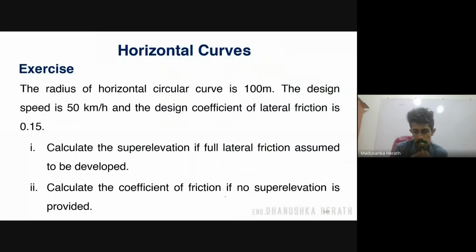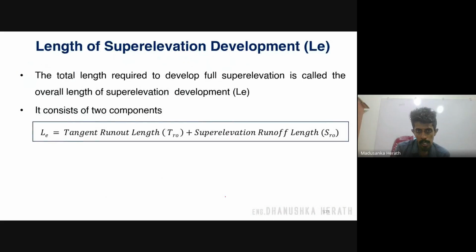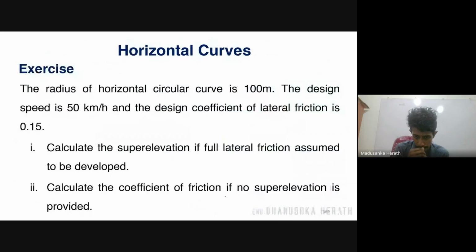Right. Then we have to discuss the horizontal curves. Again, we have one exercise. This is also from the previous equation, the equation for the radius. The radius of the horizontal curve R is 100 meters. Then the design speed V is 50 kilometers per hour. Then the design coefficient of lateral friction f is 0.15.